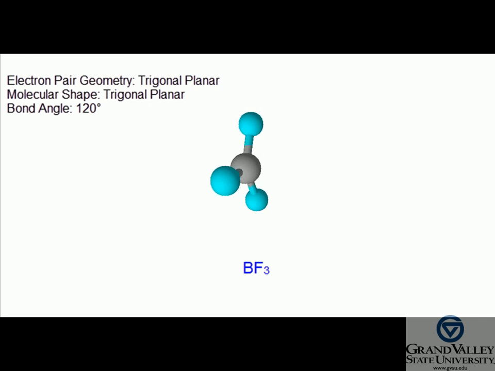This is a ball and stick model of BF3. The electron pair geometry and molecular shape is trigonal planar with a 120 degree bond angle. Notice that all bonds reside on the same plane.